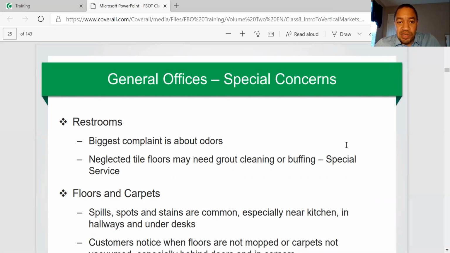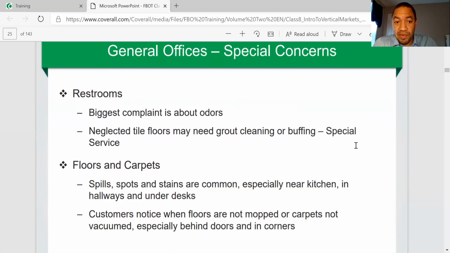All right, so the restrooms are typically the biggest complaint because of the smell, right? The odors are going to be the dead giveaway. But it could have other things like the neglected tile floors. The grout in between the tile tends to get dirty over time. That can be a special service. These are opportunities for you to make money in your regular service accounts.